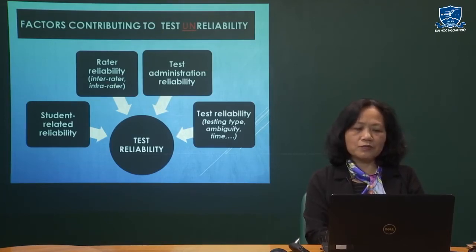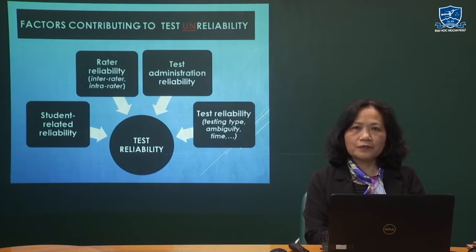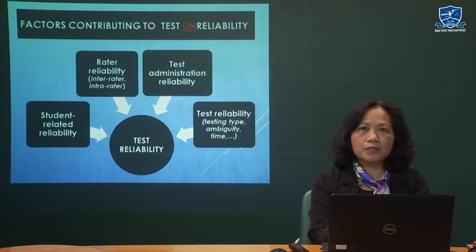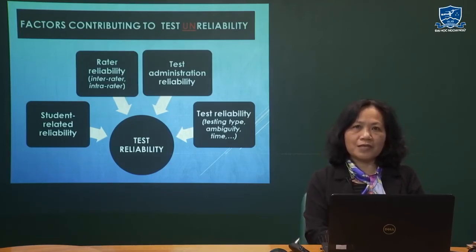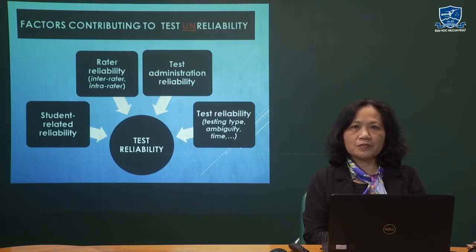First, look at the student-related reliability. Students are human beings, so they may be in different moods or different health states at different times. For example, illness, or they may have some problem that distracts them from the test. So, if the same student takes the same test at different times, the second time may be interfered with by the student's health state. They may have some problem to worry about, so that may affect the result of the test.